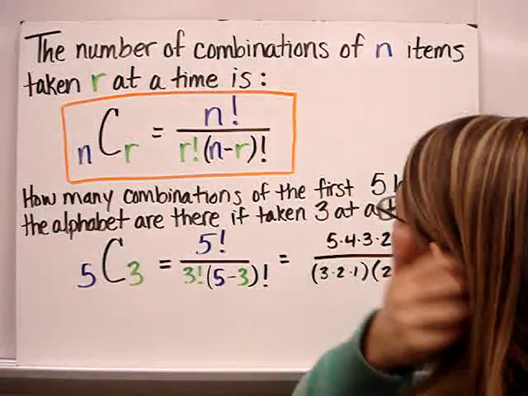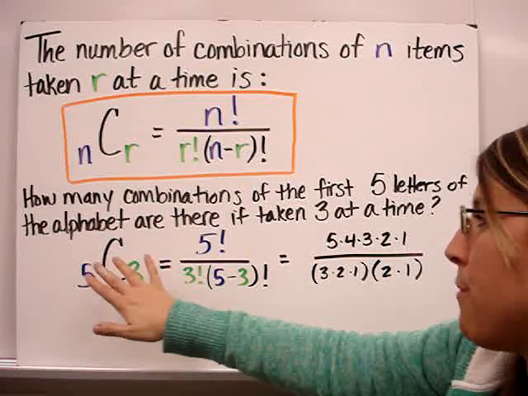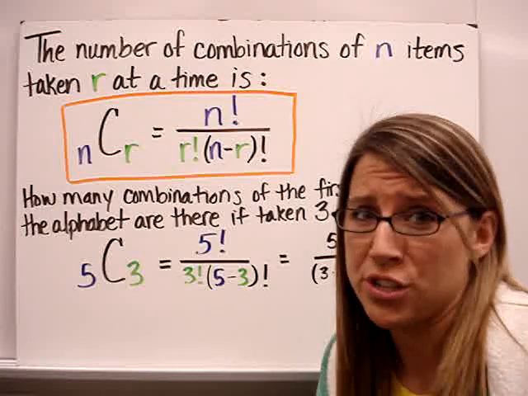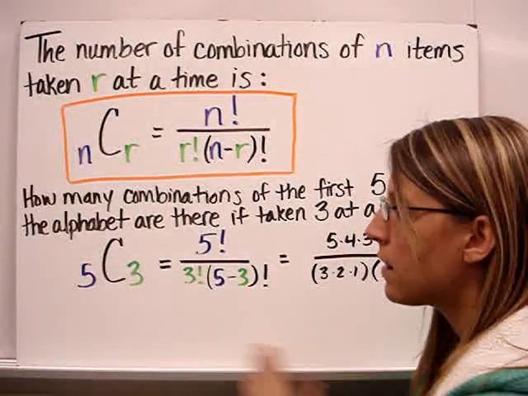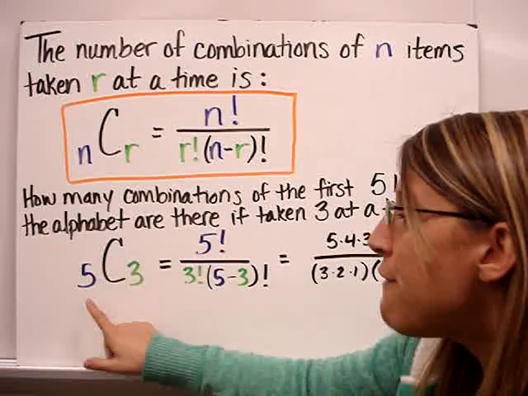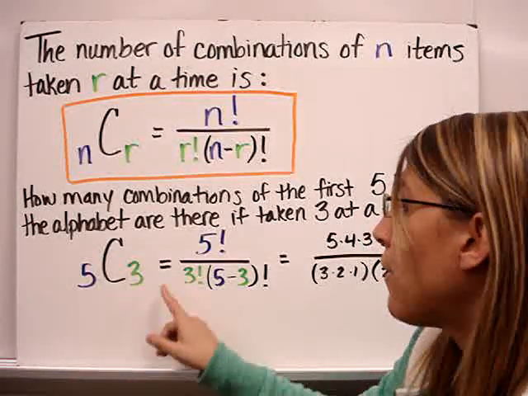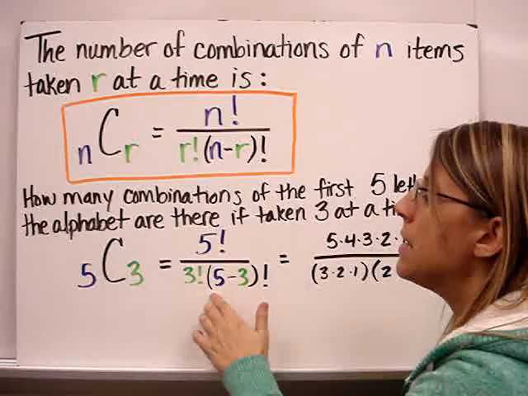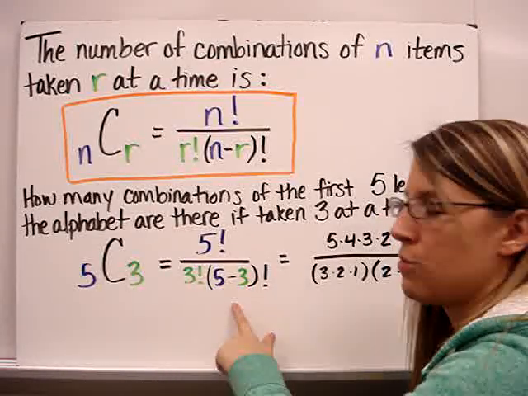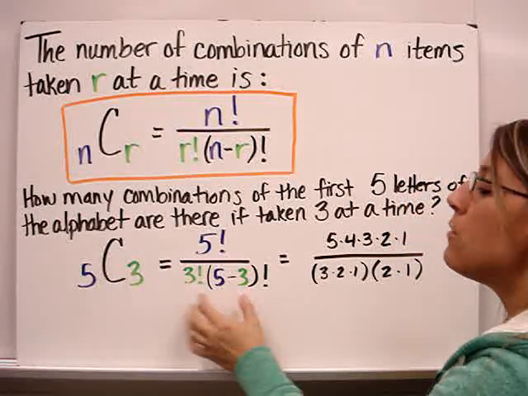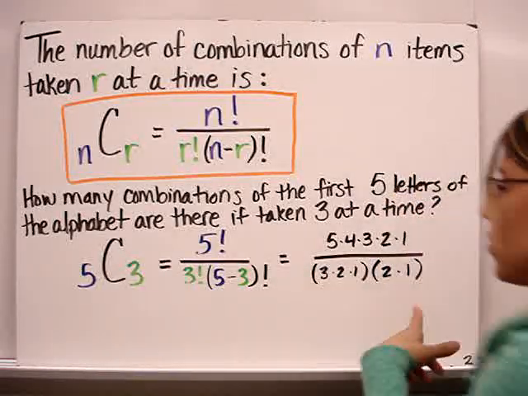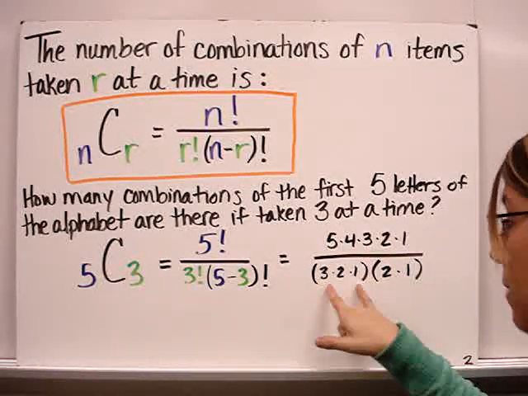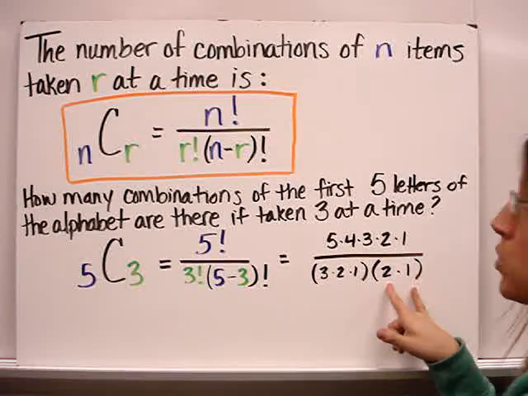So, if we talk about those first 5 letters of the alphabet, taken 3 at a time, I told you that there were only 10 combinations. So let me prove it to you mathematically using our combination formula. 5 letters taken 3 at a time. If I plug it in, it's 5 factorial divided by 3 factorial times 5 minus 3 factorial. What that comes down to, 5 minus 3 becomes 2 factorial. So it would look like this: 5 factorial divided by 3 factorial times 2 factorial.